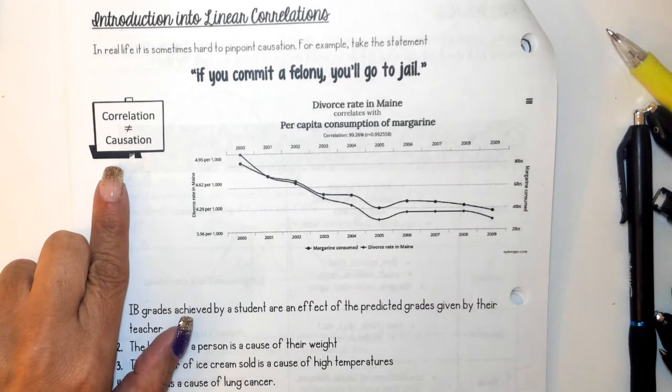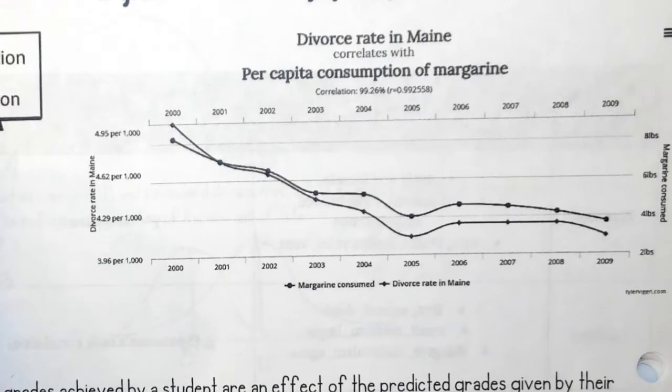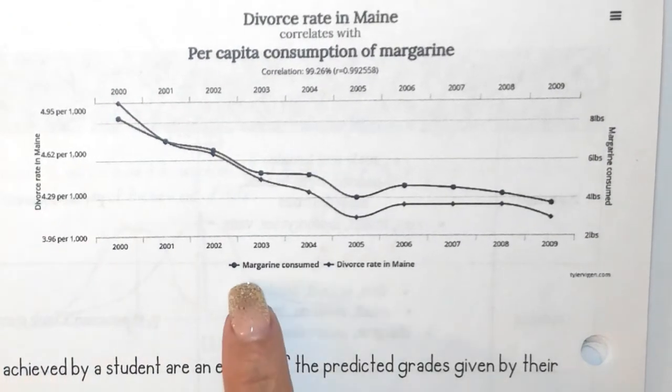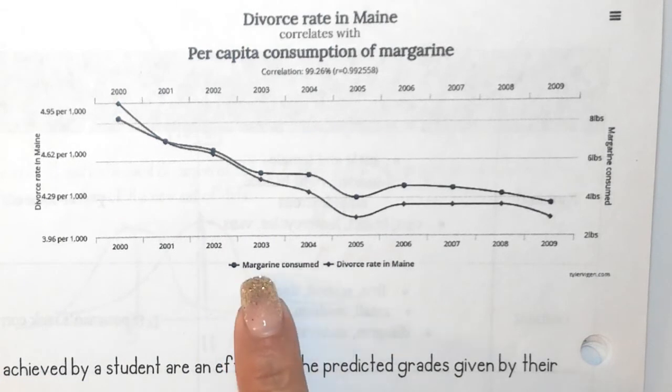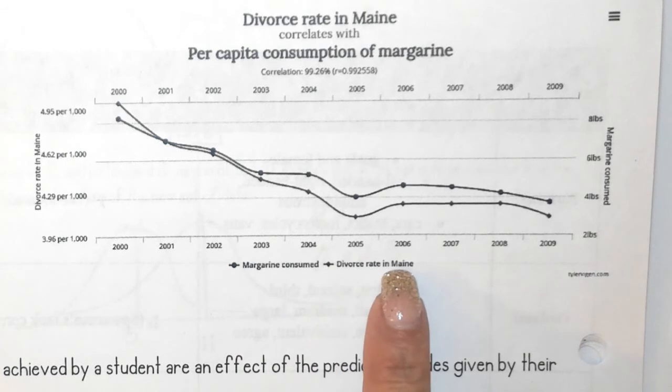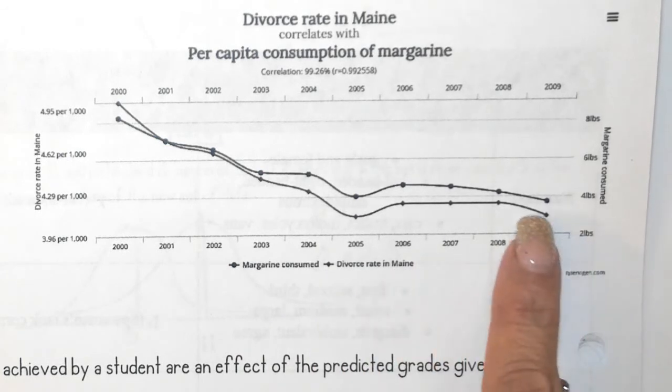Here's how it looks in a graph. Let me zoom this in so we can kind of look at it. So I'm going to give you a second. I'm going to talk about this graph. This is margarine consumed. Margarine's butter. Butter consumed and the divorce rate in Maine. So here we go. So we've got these graphs.